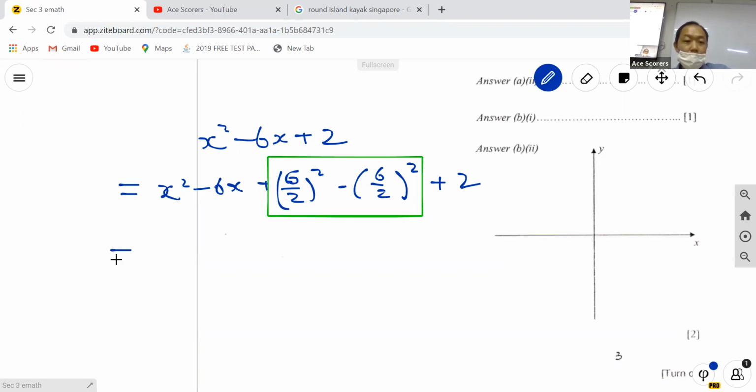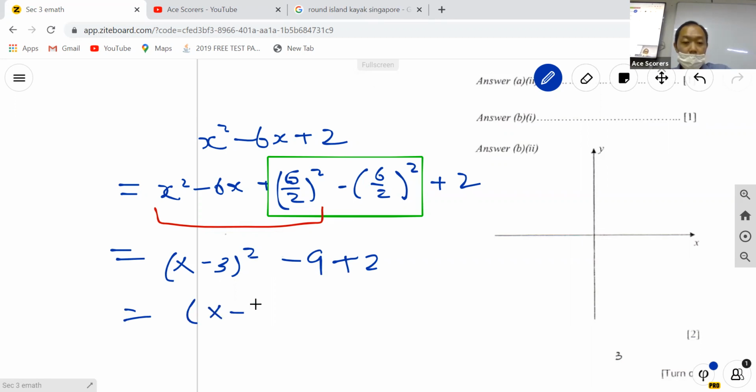Okay, then this equals to, next what we do is we look at these three items. We will collapse them into a special quadratic form, a squared minus 2ab plus b squared. So this will become (x minus 3) squared. This red part collapses to become this, and then here, this is negative 9. 3 squared is 9, plus 2. So the answer is (x minus 3) squared, take away 7. Is that right?